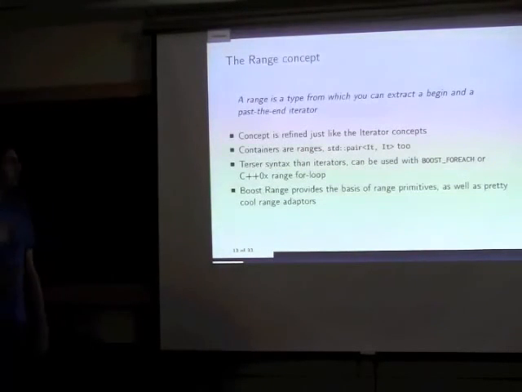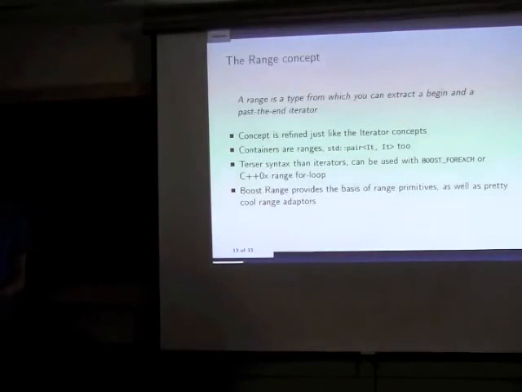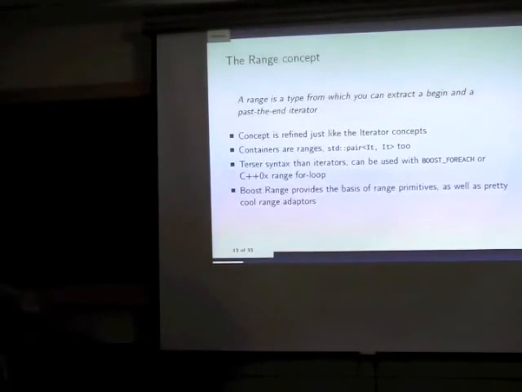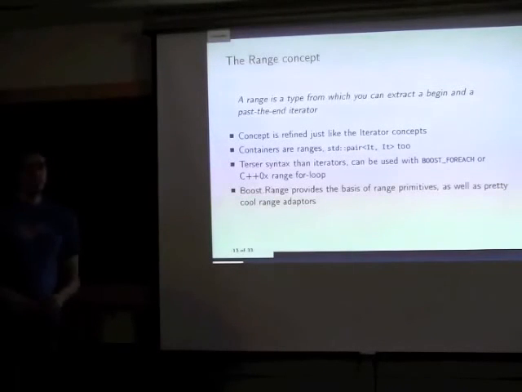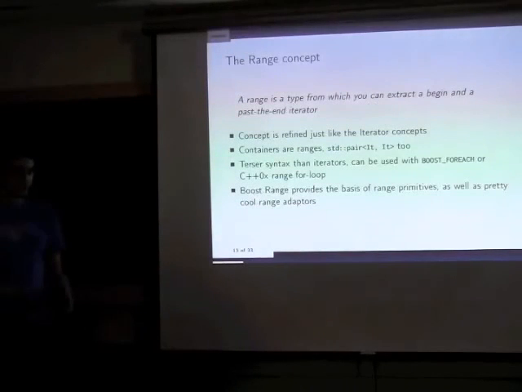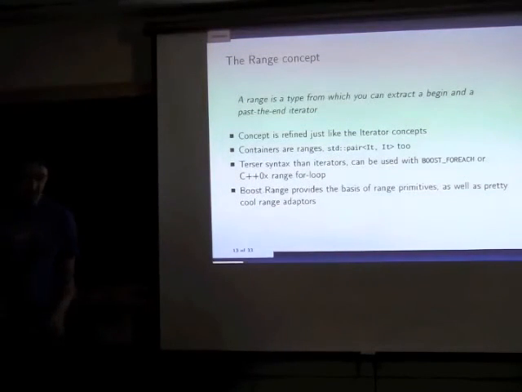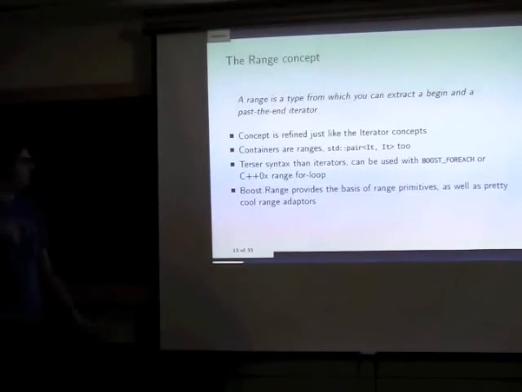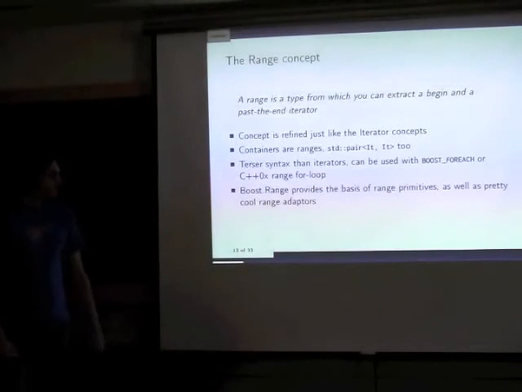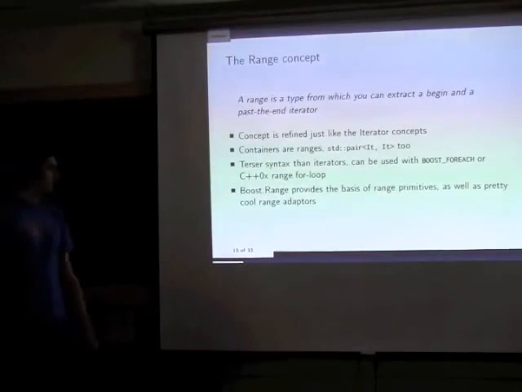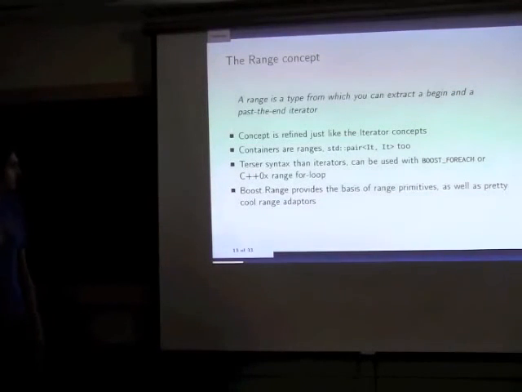So a range is basically any type from which you can extract a begin and an end iterator. And like iterators, ranges can be refined; you've got a hierarchy of concepts. Containers are ranges, a pair is a range. There's also an iterator range class, which is just a glorified pair. It's quite practical, more practical than iterators, because you only have one object. You don't have to say begin, end every time you want to use something. This gives a terser syntax. You can use it with Boost foreach or the C++ range-based for loop. And Boost.Range is a library that provides most of the tools you need to deal with ranges.